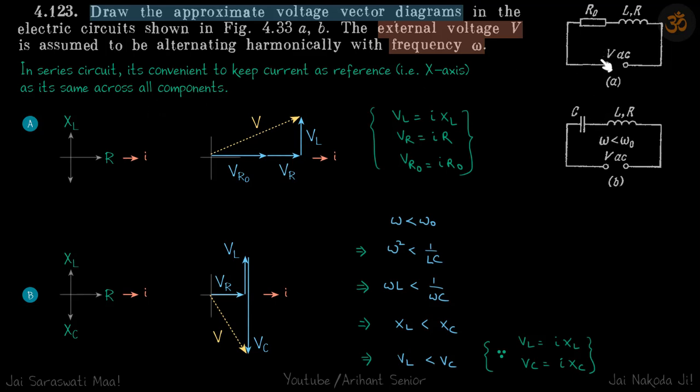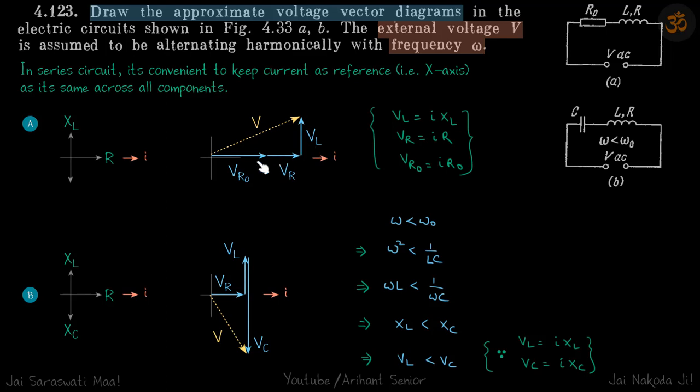For these two series circuits, we need to plot the voltage vector diagram. Because they are in series, it's convenient to keep current as reference, that is the x-axis, because the same current flows through all the components. So let's take our reference as current. Now we know R we plot alongside the current, and XL is 90° ahead and XC will be down. Here there is no capacitor, so there is no XC, but here we will have XL and XC both.